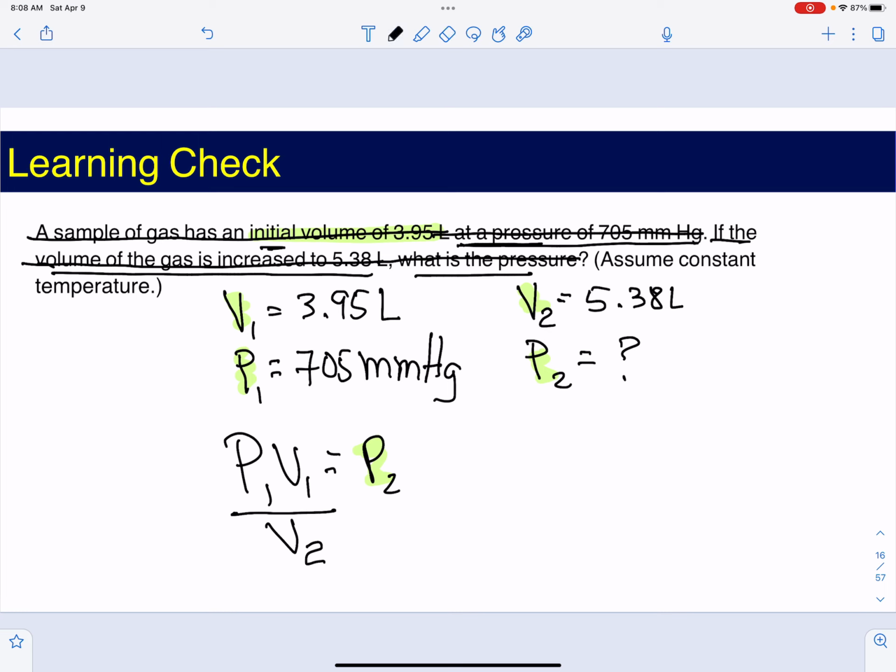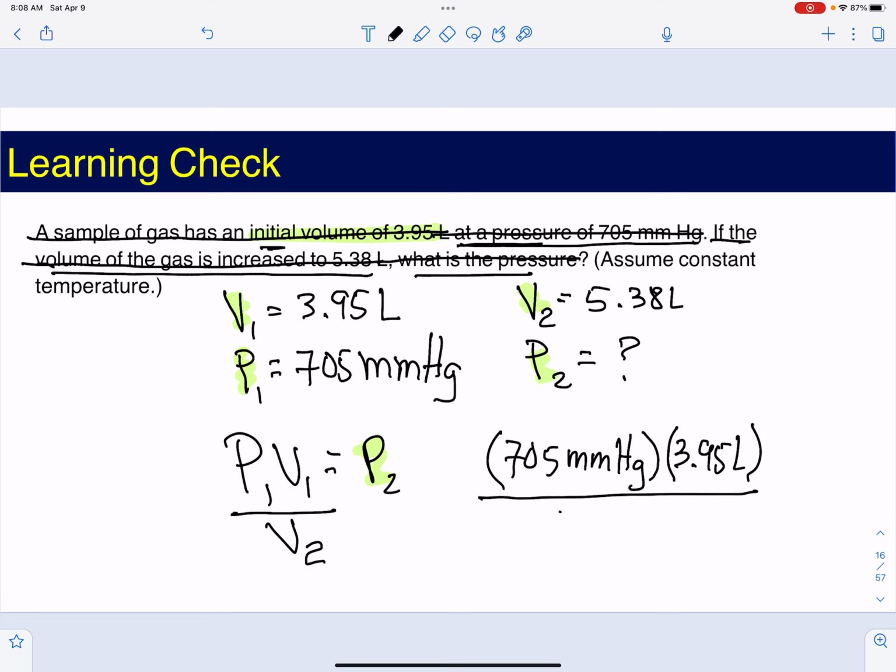So let's use it. P1, 705 millimeters of mercury. Super, super important that whenever you're dealing with gas laws, always, and I'm going to insist, always put the units, because if not, you're working blind. V1 is going to be 3.95 liters. And I'm going to divide it by V2, 5.38 liters. And that should give me my pressure.